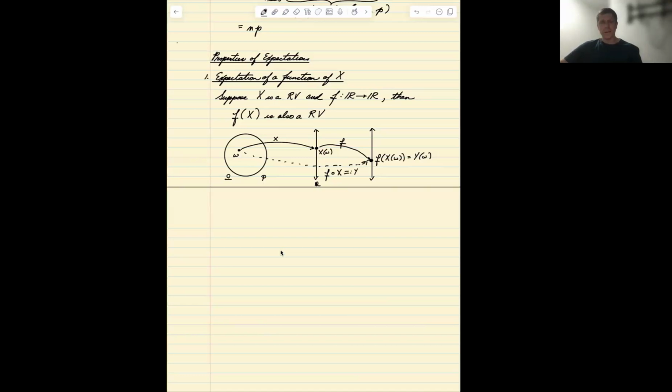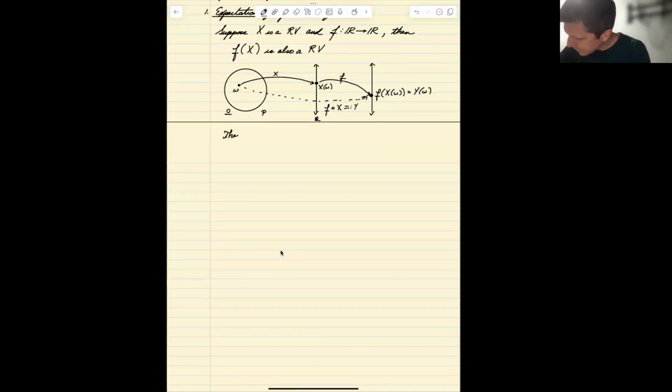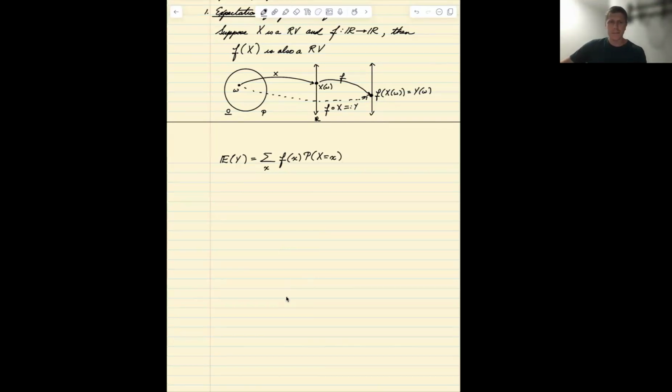Okay, so y is also a random variable, and its expectation can be calculated by summing over the values of x, the possible values of x, not the possible values of y, possible values of x, and multiplying f of x, which is the value of y, times the probability that x is equal to x. Okay, so this is something that needs to be proven.